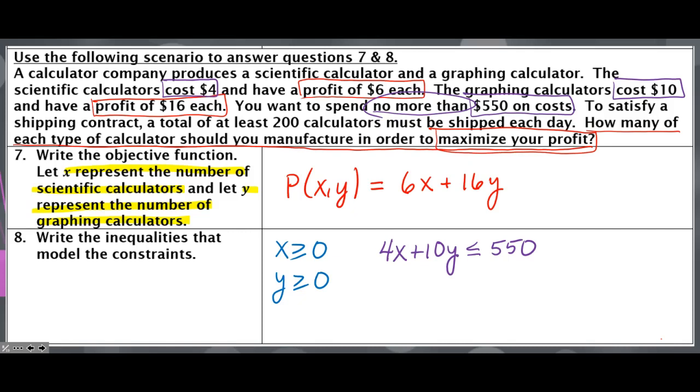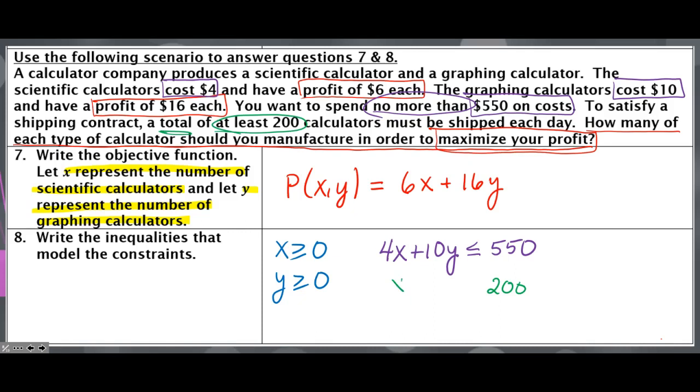All right, now the last thing we need to talk about is the only sentence we haven't really looked at, which is this one that says, to satisfy a shipping contract, a total of at least 200 calculators must be shipped. Now this one seems a little bit tricky because with the cost inequality, we had three numbers. And in this one, we only have the 200, which is a total. And it tells you that right here. So I know 200 is going to be the total. And the numbers that are going to go with my variables are just ones.